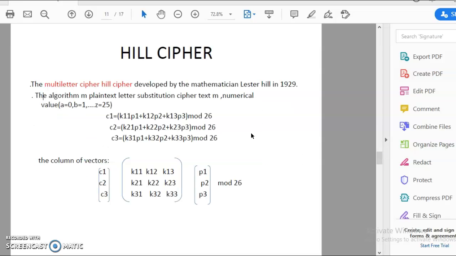Then Hill cipher. Hill cipher uses this given formula.